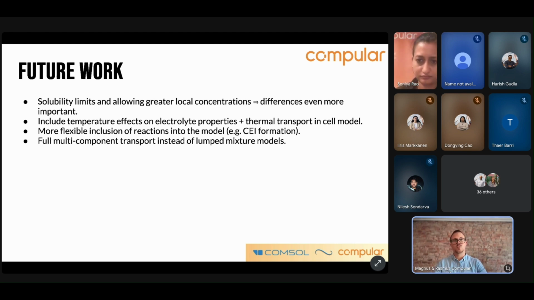One thing which we would like to add is to predict the solubility limits, and then we can sample the whole range and also predict when you would start to get crystals forming.